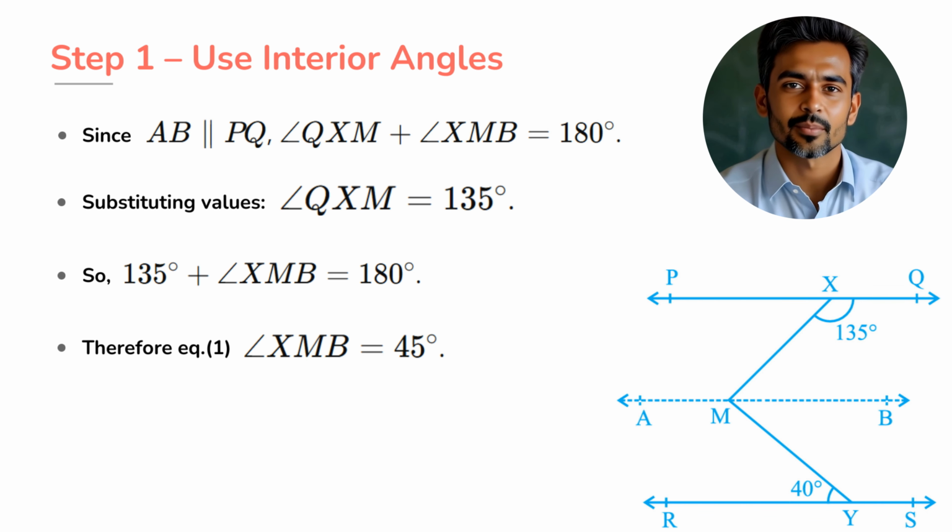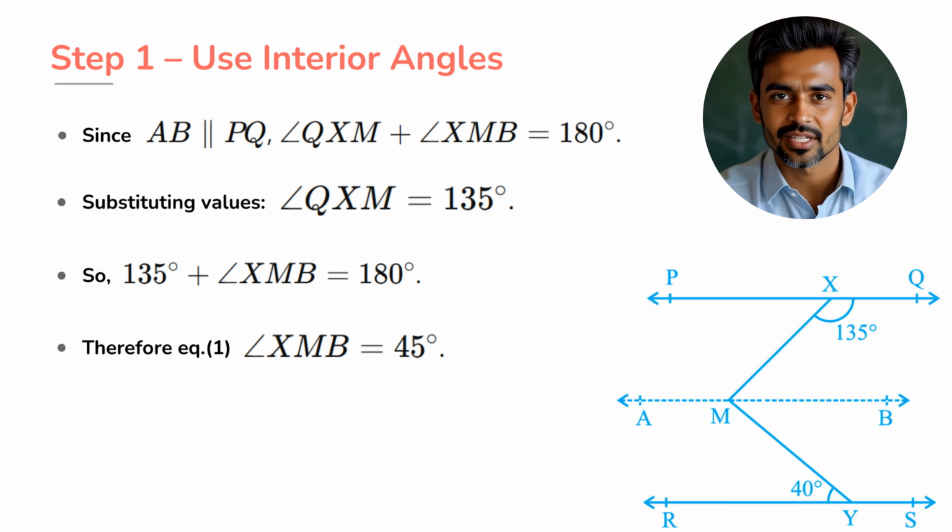Now let's solve step by step. Since AB is parallel to PQ, interior angles on the same side of transversal XM are supplementary. Which means angle QXM plus angle XMB equals 180 degrees. We already know angle QXM equals 135 degrees. So, 135 degrees plus angle XMB equals 180 degrees. Therefore, angle XMB equals 45 degrees. Let's call this equation number 1.